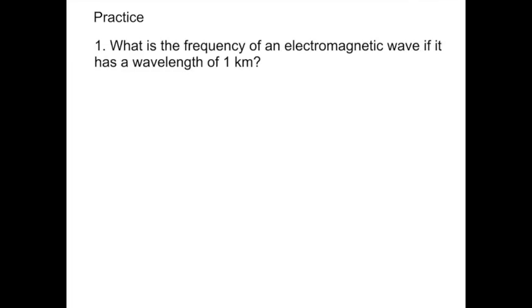Number 1. What is the frequency of an electromagnetic wave if it has a wavelength of 1 kilometer? So in this case, we'll be using the equation I just went over, where c, the speed of light, is equal to lambda, which is wavelength, times frequency. And that, again, parallels our basic velocity equation for waves. So in this case, c, which is the speed of light, will be 3 times 10 to the 8th. That's how fast it moves.